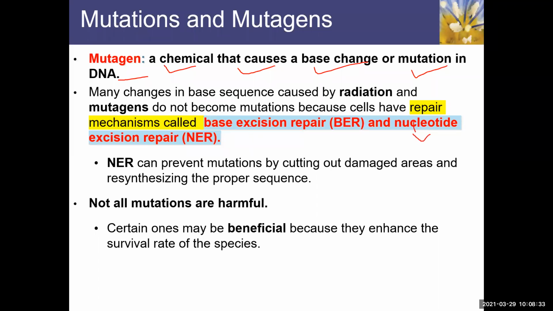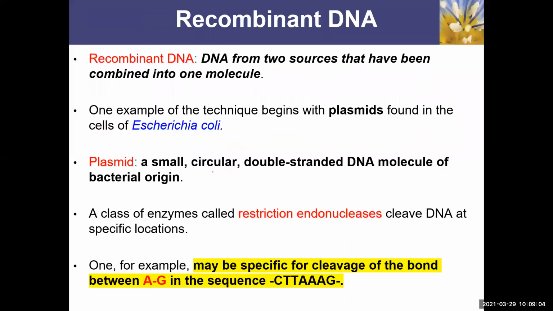And as the name says, in the base excision repair we have just the bases which have been deaminated or changed in some way. So that can be removed by the base excision repair. They are just the DNA repair mechanisms which can prevent the mutations. So this is basically the same thing we studied in the previous chapter.